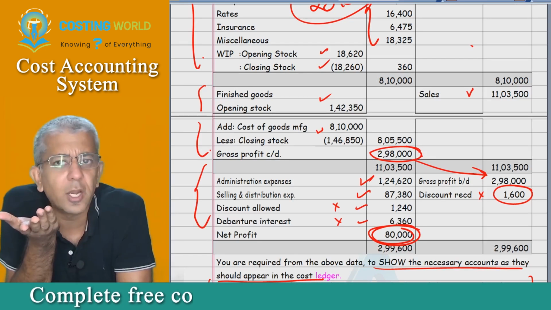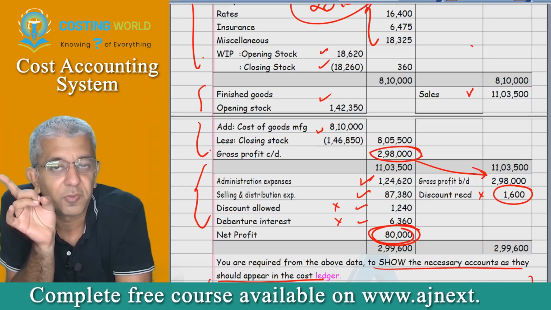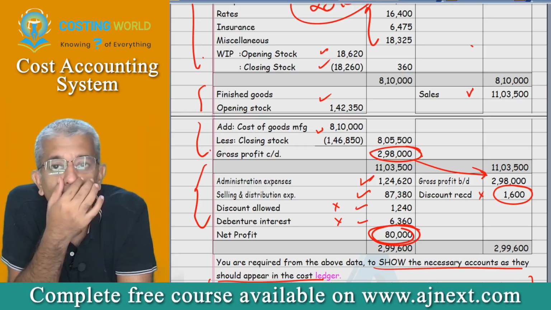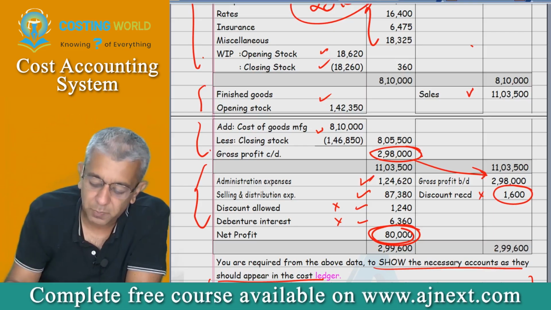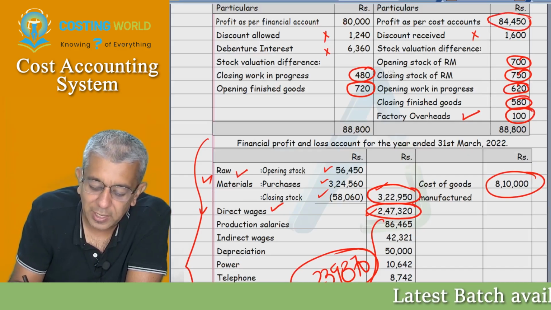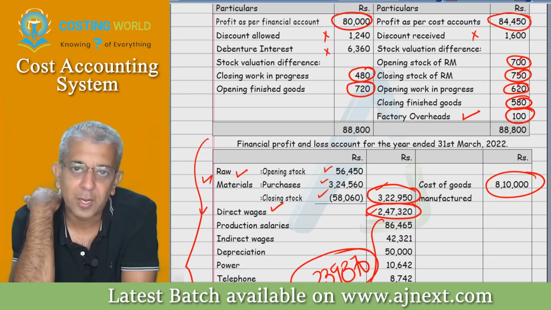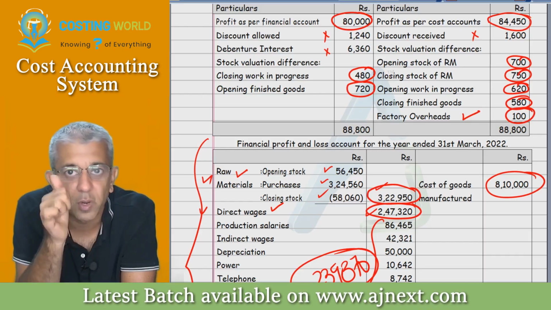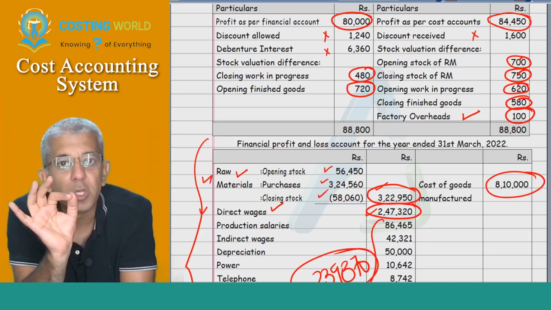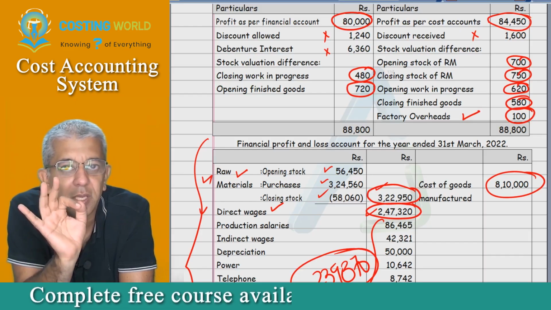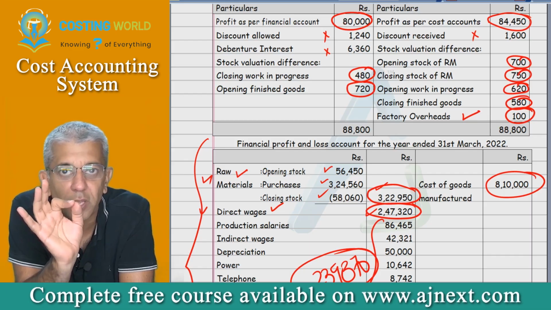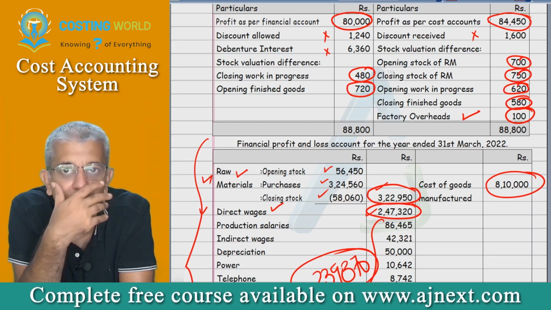You all can try to make a cost sheet for me also in rough. And if you do that, and you get your costing profit as 84,450, you can pat yourself on the back, that you all have done a good job. The only thing you have to do for me in this case is try making the cost sheet. Is that okay? You all will try that?